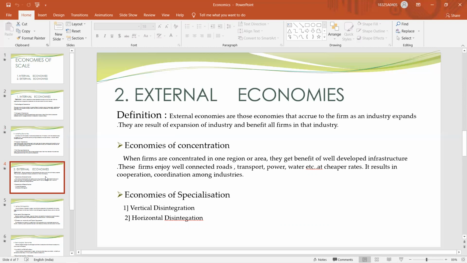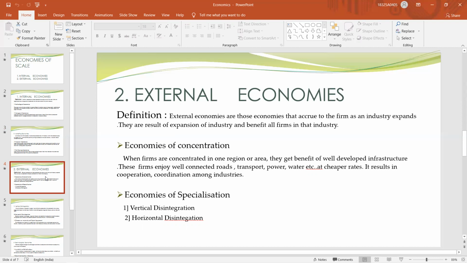Economies of concentration. When all the firms are concentrated in one area, they will get the benefit of well-developed infrastructure. Infrastructure means water facility, road facility, power facility. All the small firms will get these facilities at cheaper rates as they are concentrated in one region. It results in cooperation and coordination among the industries.